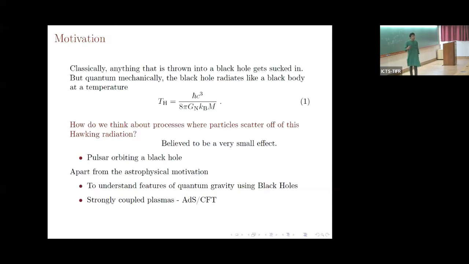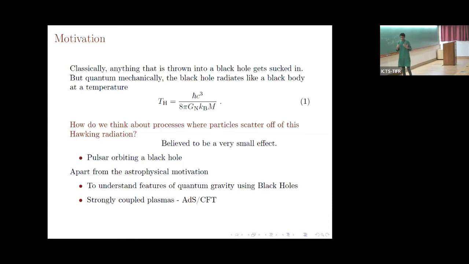Almost the first thing that any of us learns about a black hole is that anything that you throw into a black hole gets sucked into it. That's the classical intuition that almost any of us learns. But quantum mechanically, since Hawking's calculation in the 70s, we know that a black hole also radiates. It radiates at some temperature, which I've indicated in equation 1 here. You can see that it's a very small temperature because there's an h bar on top, and m here is the mass of the black hole. So quantum mechanically, the black hole also radiates like a black body at this temperature.